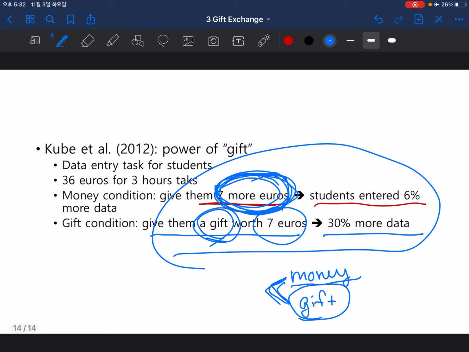So here we studied the gift exchange game experiment, and there are still many things we can do. There are many directions we can go in studying the gift exchange game experiment.